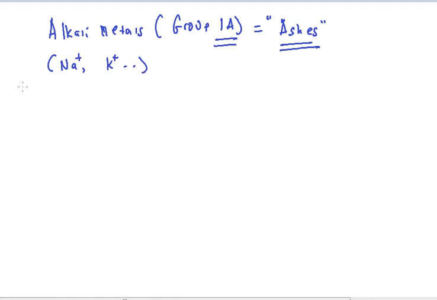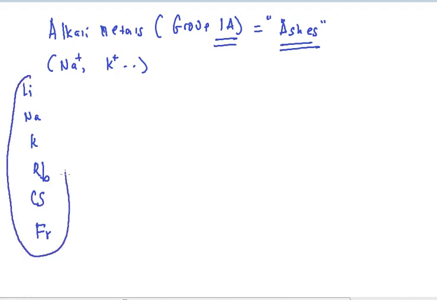The members of the alkali metals are lithium, sodium, potassium, rubidium, cesium, and francium. One thing I would like to tell you: when you write elements, if you have two letters, the first letter always has to be a capital letter and the second letter has to be a small letter. That's a rule. And if you have just one letter, it is always a capital letter.